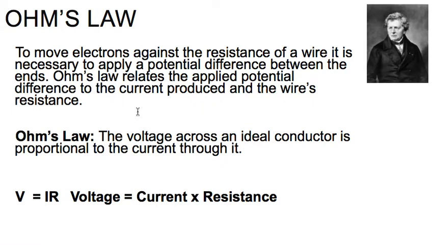To move electrons against the resistance of a wire, it's necessary to apply a potential difference, aka a voltage, between the ends. So to push that current through, we need some voltage, or oomph, behind it. So Ohm's law, this guy here is Ohm. It relates the applied potential difference, or the applied voltage, to the current produced and the wire's resistance. So it's how all these three things are related. The formula is a really easy one. It's voltage equals current times resistance. So V equals IR is the short way to write that. They use an I for current. I never looked into why they picked that. It just is what it is.